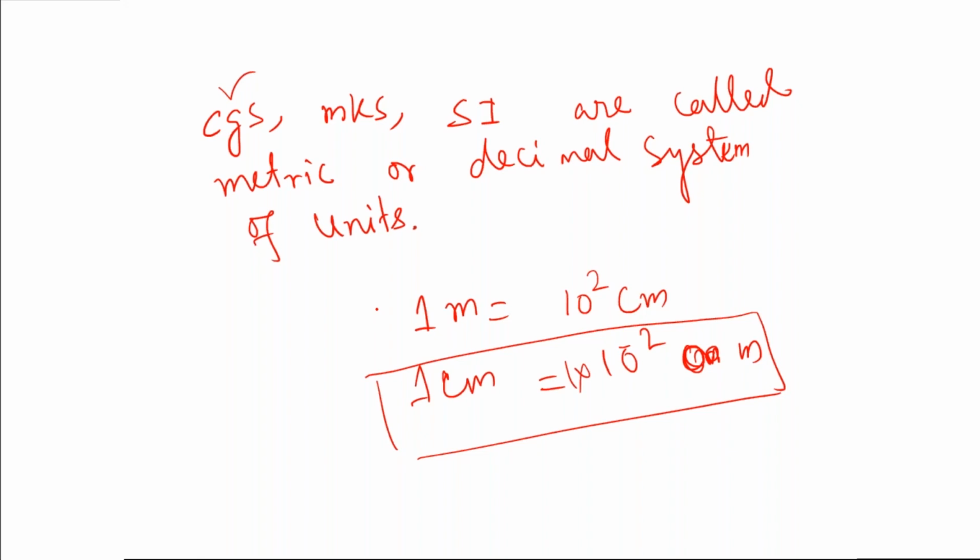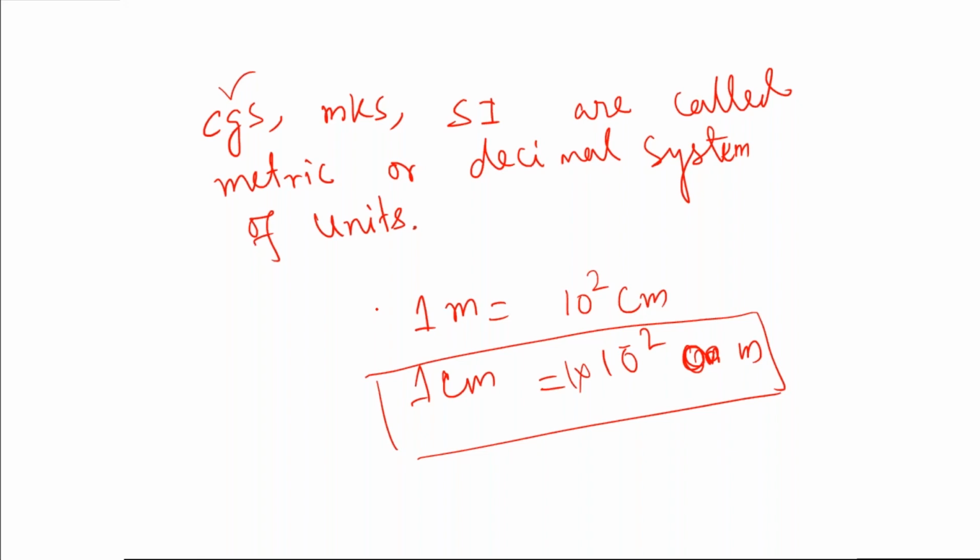FPS system is not a metric unit and not much used nowadays. Foot, pound and second are not very useful nowadays. Even in research, when we express any physical quantity, we express it with CGS or SI unit. Okay, CGS or SI unit.